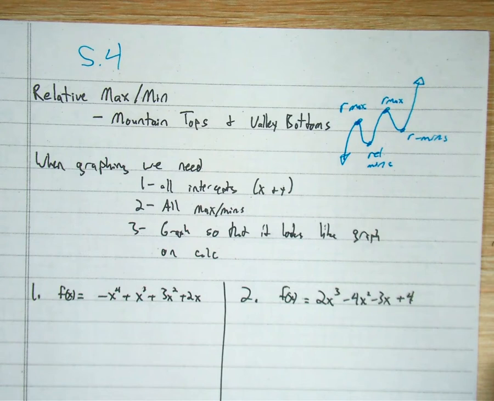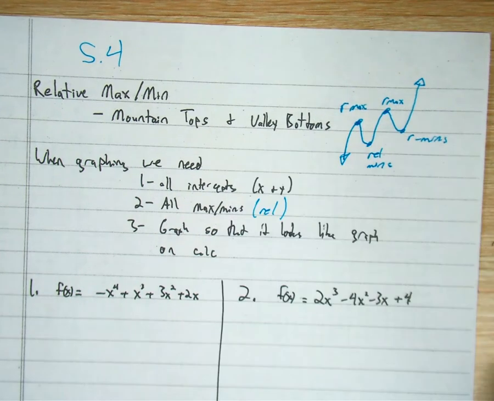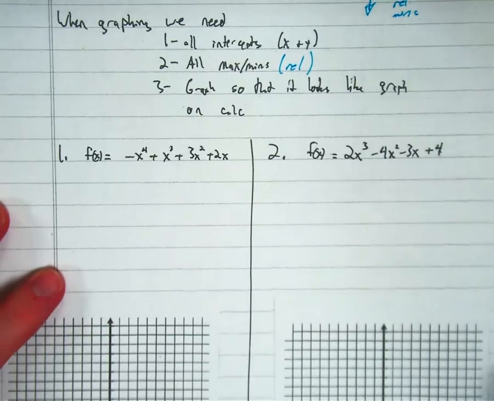Okay, when we're graphing today, we need all of our intercepts on the x and y axis, all of our relative max and mins, and then we need to graph it so it looks pretty close to what the graph on the calculator looks like.